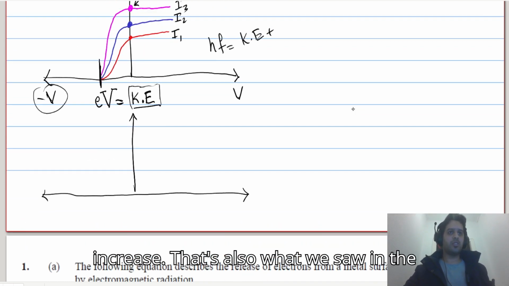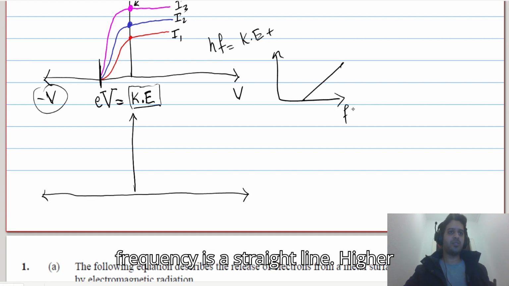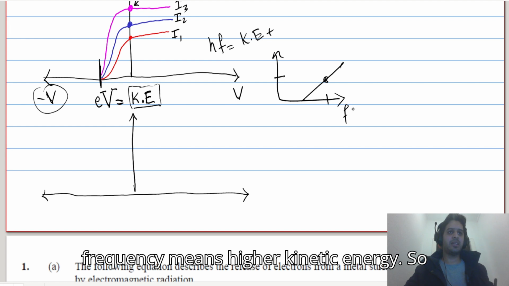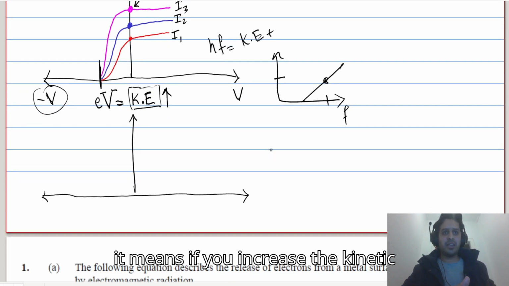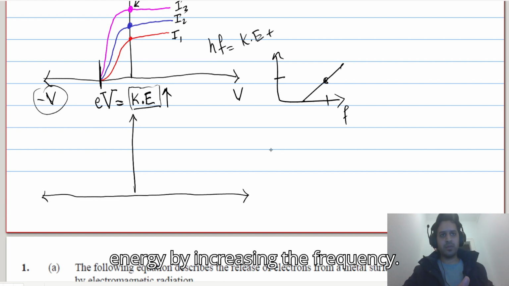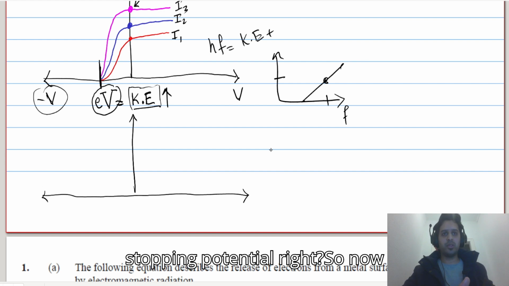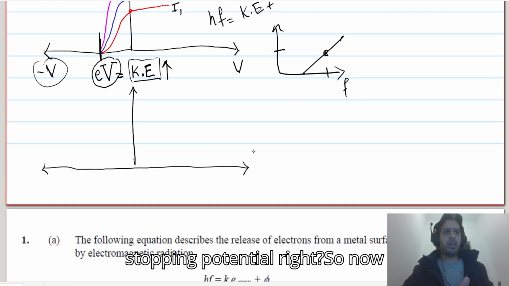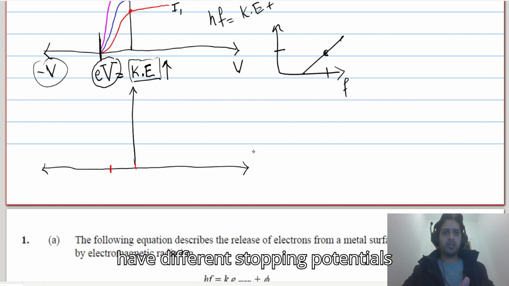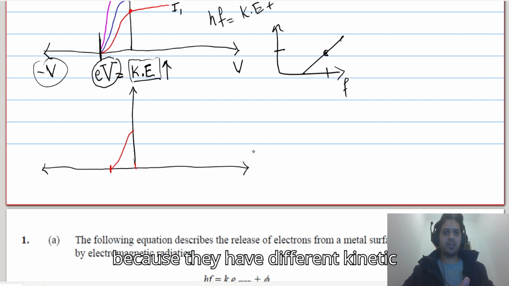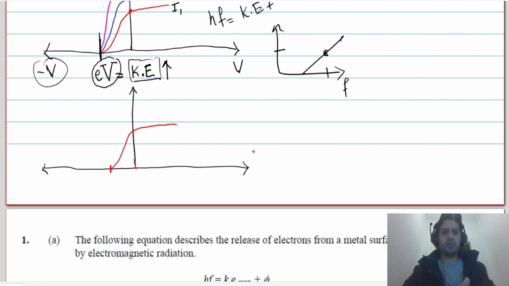That's also what we saw in the graph. Kinetic energy as a function of frequency is a straight line. Higher frequency means higher kinetic energy. So it means if you increase the kinetic energy by increasing the frequency, you should get different values of stopping potential, right? So now the three lines that I will draw will have different stopping potentials because they have different kinetic energies, because we are using different frequencies.